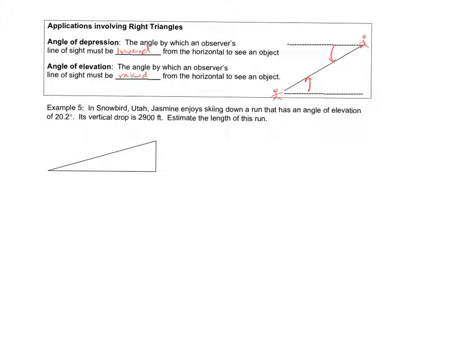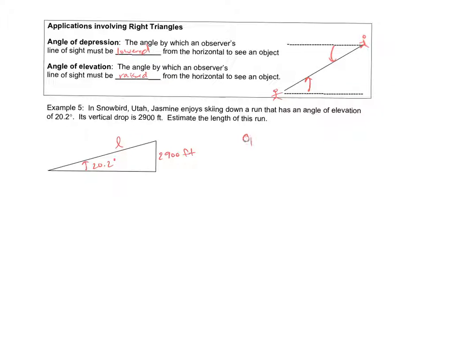So we're going to use this example down here. In Snowbird, Utah, Jasmine enjoys skiing down a run that has an angle of elevation, so that's up from the horizontal side, of 20.2 degrees. Its vertical drop is 2,900 feet. And we're going to estimate the length of this run. So we know one angle, we know its opposite side, and we're solving for the hypotenuse.